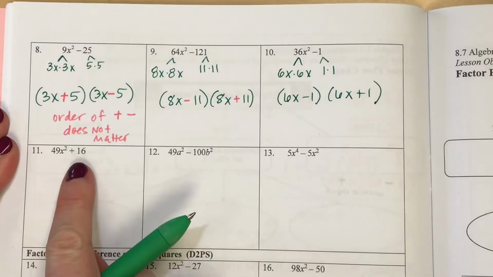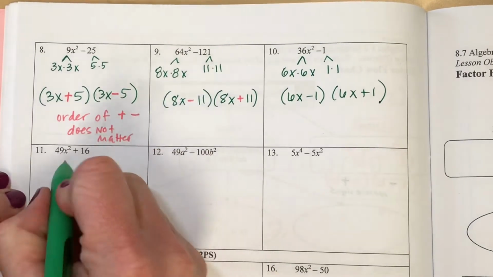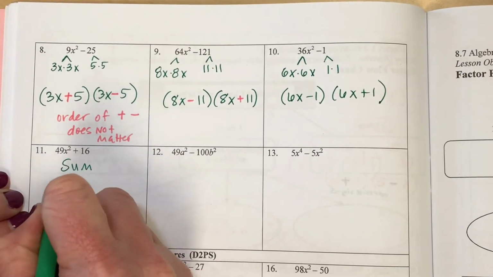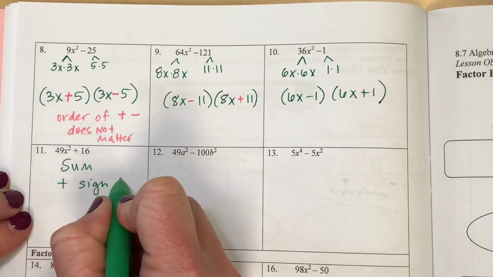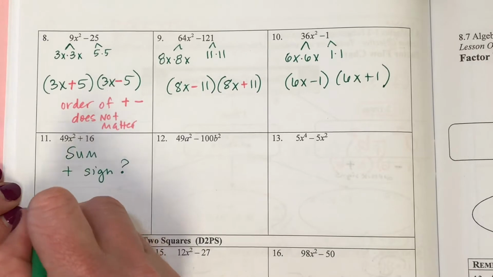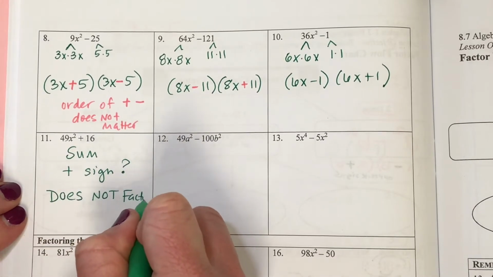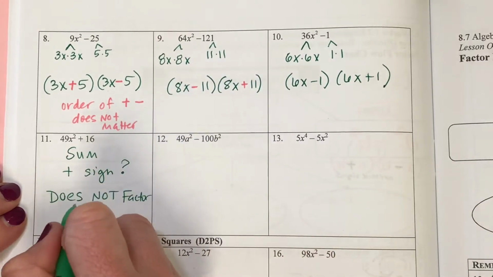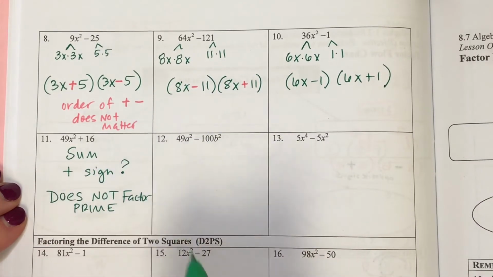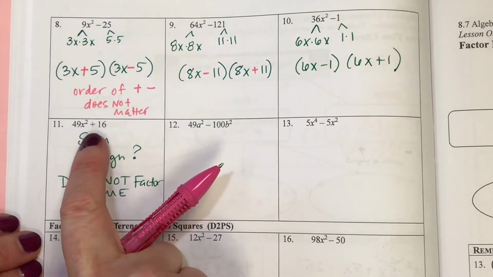And then for this one, notice how, do you see it? There's something wrong with this one. Do you see that there's a sum or a plus sign here? I hope you see it. The sum does not factor. They call this prime. And I'll show you why. I'm going to give you the reason why.